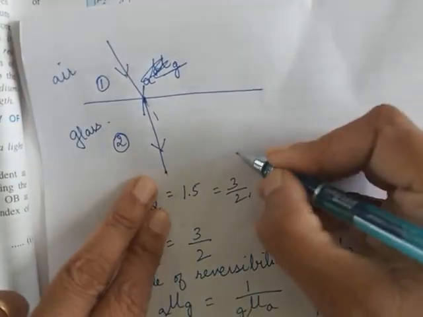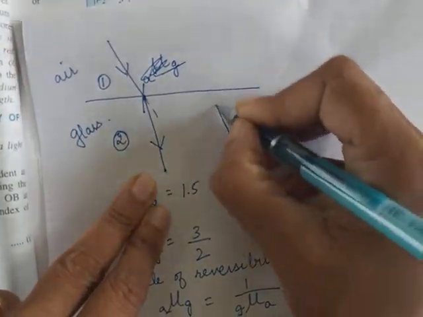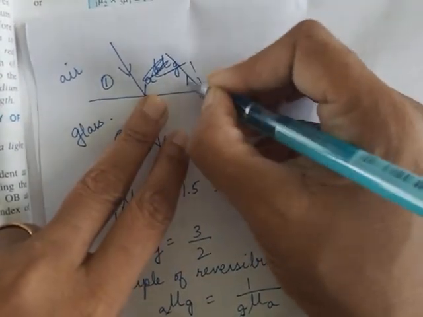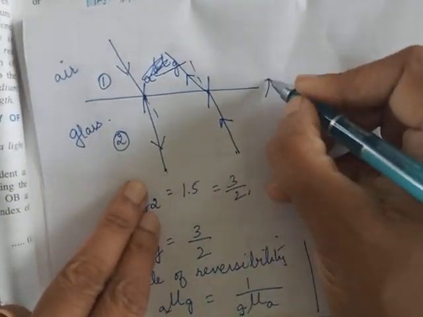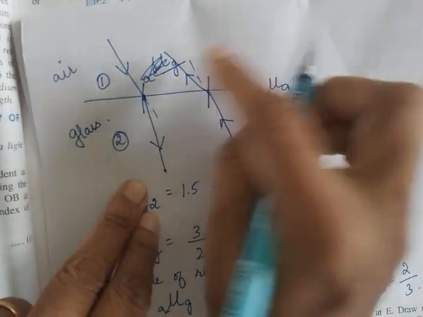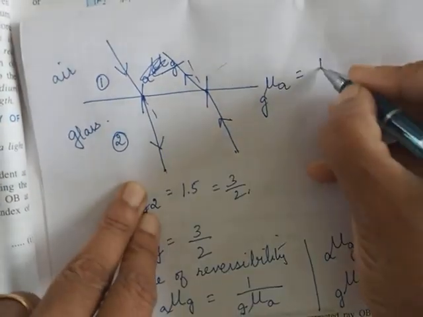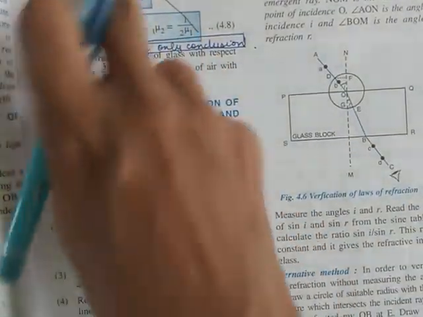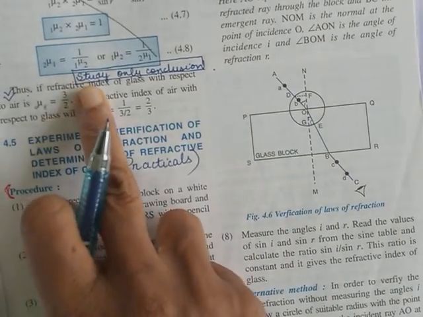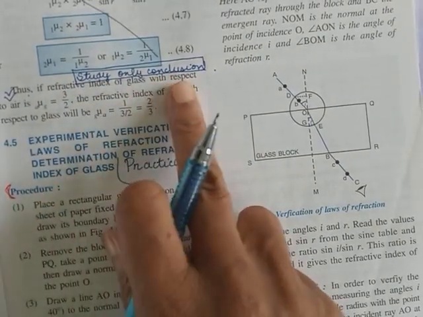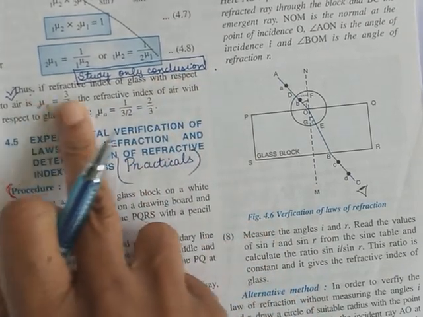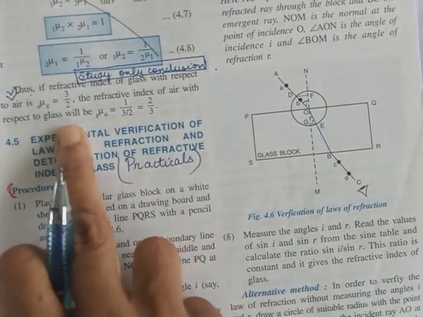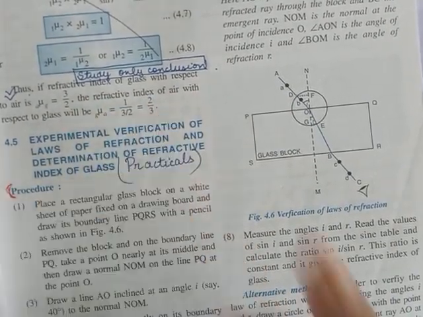Suppose the incident light is coming from here and entering into a rarer medium. It bends away from the normal, and in this case the refractive index of air with respect to glass will be 1 upon the refractive index of glass with respect to air. The derivation is given, but you don't have to know it; it's enough if you write only the conclusions. If the refractive index of glass with respect to air is 3/2, then the refractive index of air with respect to glass, mu Ag, will be 2/3.